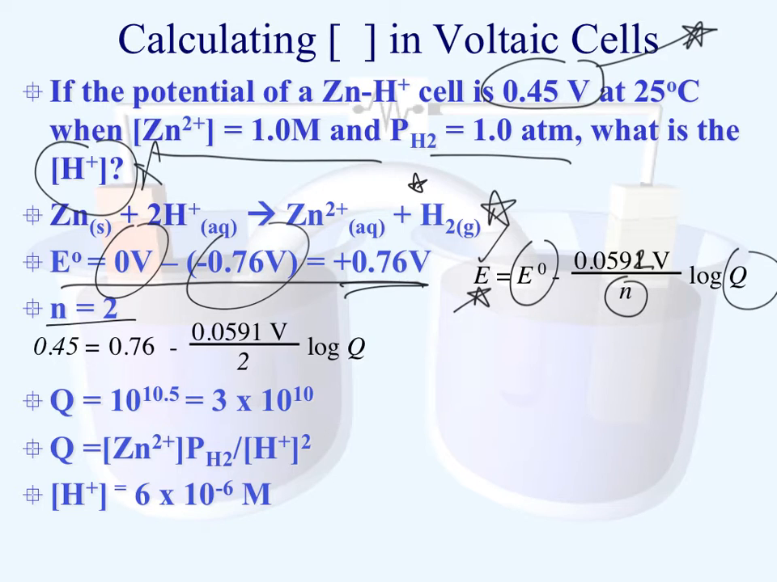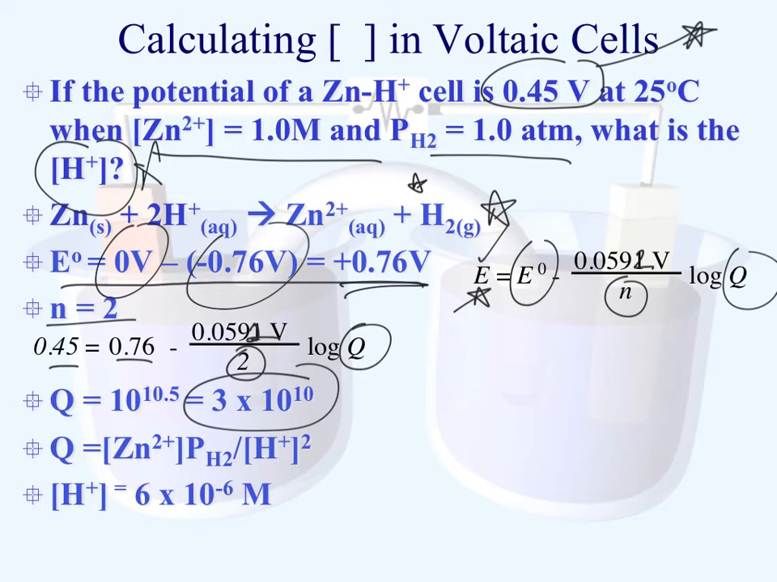We're going to plug all this information into our Nernst equation. So 0.45 was our actual cell potential. 0.76 was our E naught for this cell at standard conditions. 2 here is our number of moles of electrons. And so we can subsequently solve for the Q value. We do some basic math to isolate Q, and we end up getting Q equals 10 to the 10.5. And so that equals 3 times 10 to the 10th.